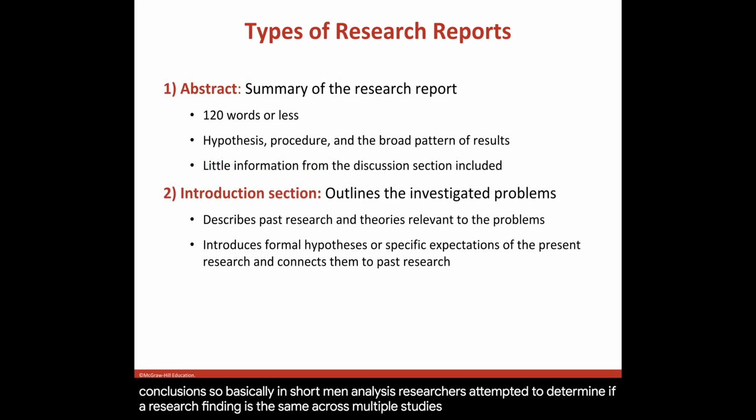The abstract is a summary of the entire research report. This goes in the very beginning, on the top of each article. It's about 120 words or less. It consists of the hypothesis, what the procedures in the study were, and a broad pattern of results, and little information is given about the discussion section.